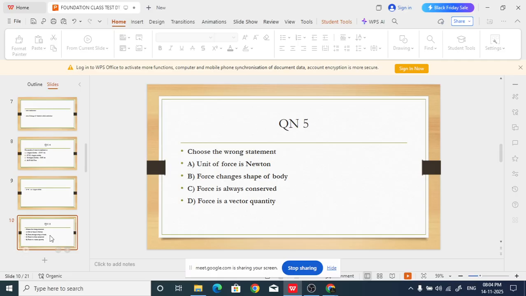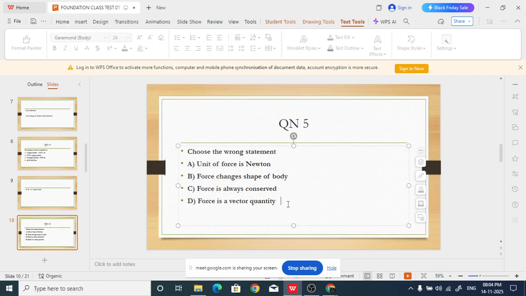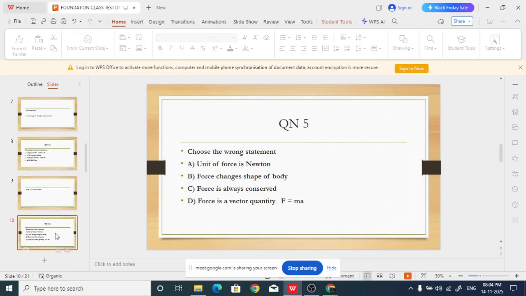Force is always conserved. Force is a vector quantity, because force is equal to m into a, mass into acceleration. Acceleration is a vector quantity, so force is also a vector quantity. So the wrong statement, force is always conserved, is the wrong one. What is conserved is energy, energy is always conserved, not force. So that is the answer. Question 5.